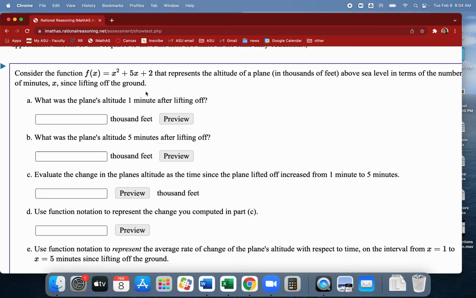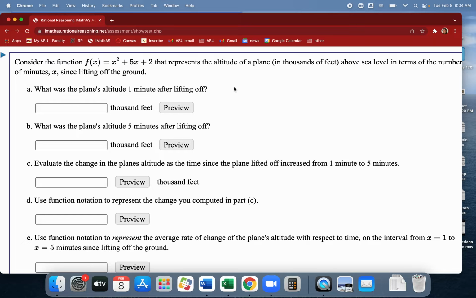But if I want to know the plane's altitude 1 minute after lifting off, 5 minutes after lifting off, things like that, that's just, use the formula. And this says 1,000 feet afterwards, so you don't even have to do anything in specific. But if I want to talk about question A, just so we have some numbers to work with here, x squared plus 5x plus 2 is the formula to compute the altitude of the plane after x minutes, and the answer comes out in thousands of feet.